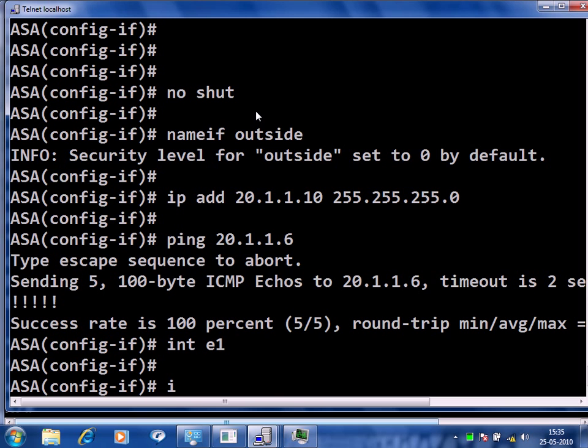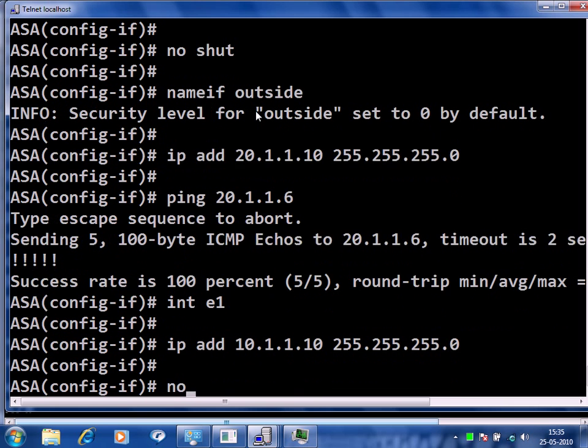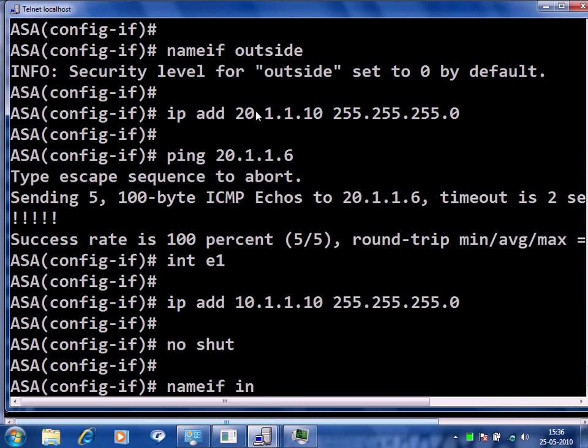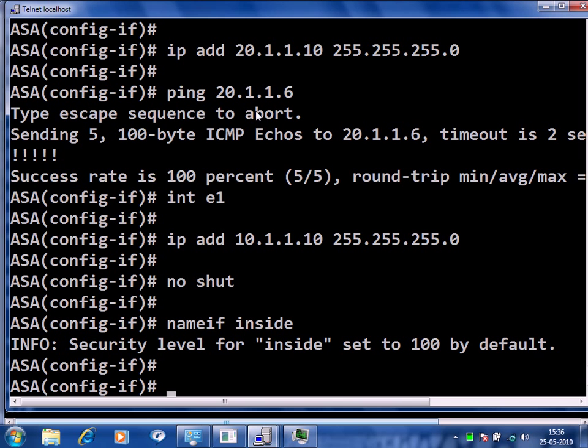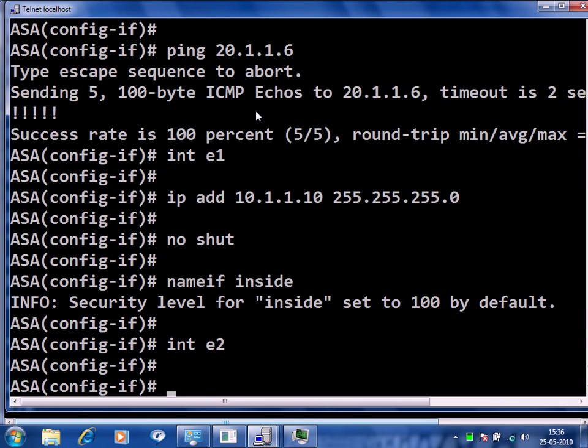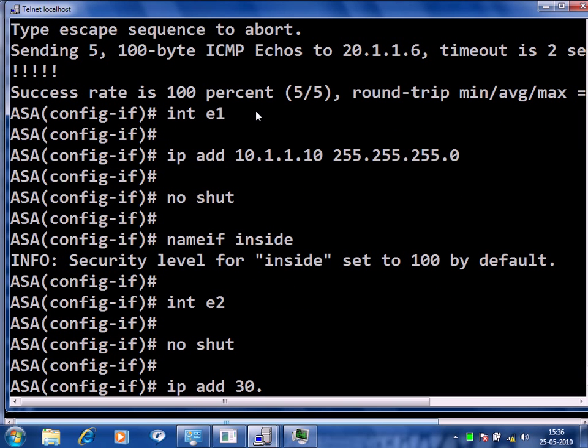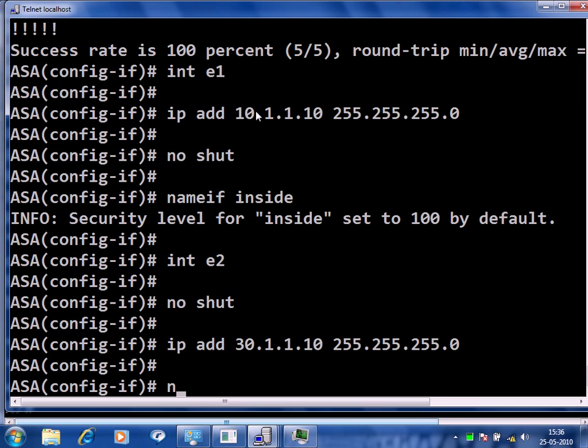Interface E1, IP address 10.1.1.10, no shutdown, nameif inside. You don't have to follow a strict order, that you first execute nameif and then IP address and then no shutdown. You can execute it in any order as long as you are configuring all four elements. Next interface, IP address 30.1.1.10, nameif DMZ.